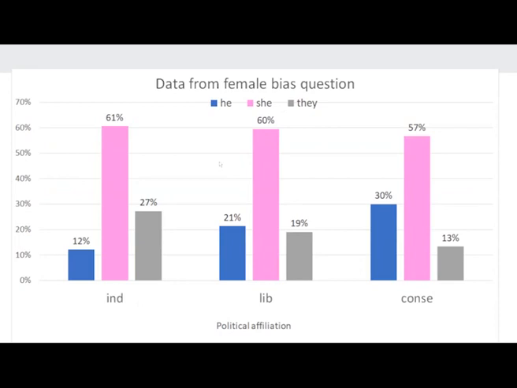This graph shows data from the female bias condition across all three political ideologies. There was a similar pattern to the first graph in that people answered she the most regardless of political affiliation for the female bias conditions.